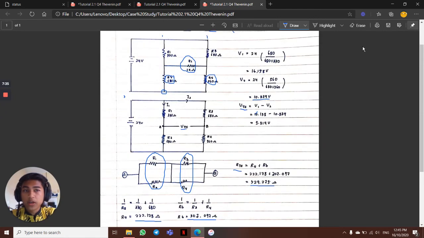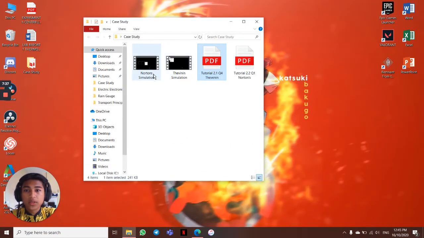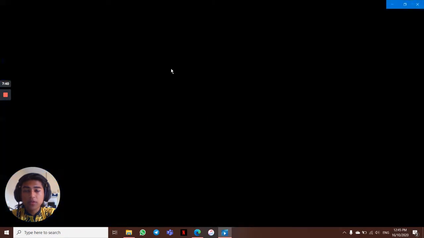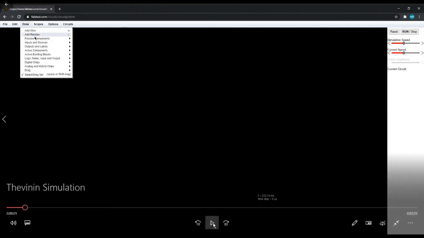Alright, now we're going to see the simulation for the Thevenin for tutorial 2.1 question 4. So this is the software that we use. We use Voltstat. Voltstat is the software to calculate the circuit, and this software doesn't need to be downloaded on the laptop or the personal computer, but we can find it in the browser, just directly from the browser.